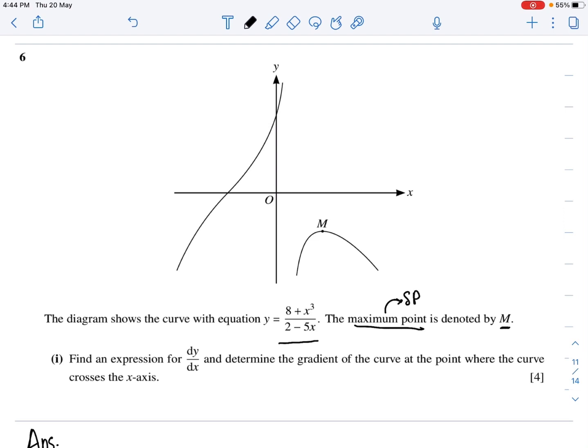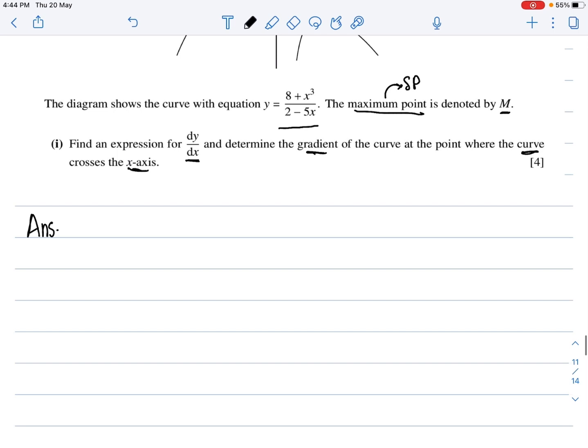Now I need to find an expression for dy by dx and determine the gradient of the curve at the point where the curve crosses the x-axis. First, let's determine dy by dx. For this I use the quotient rule. Why the quotient rule? Because a variable is divided by another variable.